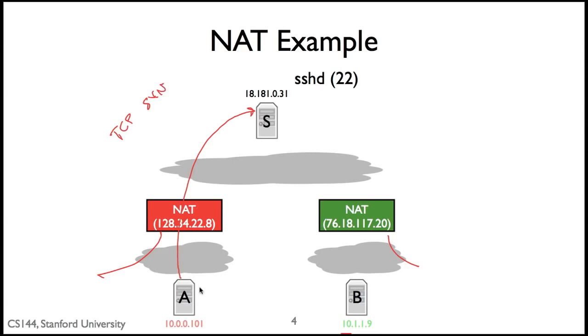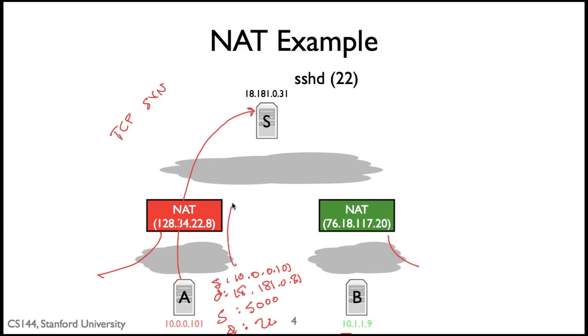Now, when A sends the message, the source address is going to be 10.0.0.101, and the destination will be 18.181.0.31. The source port is going to be some port that A decided on. Let's just say 5000 for simplicity. The destination port is going to be 22.